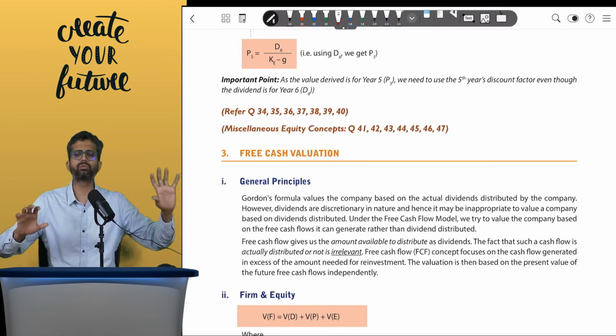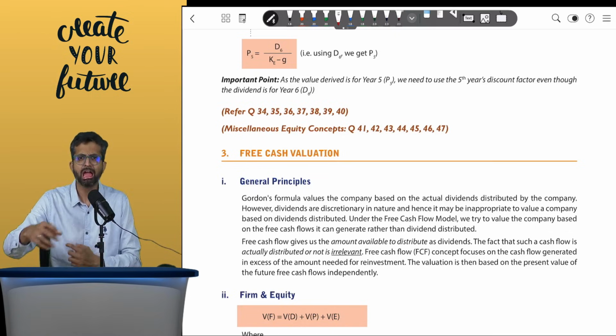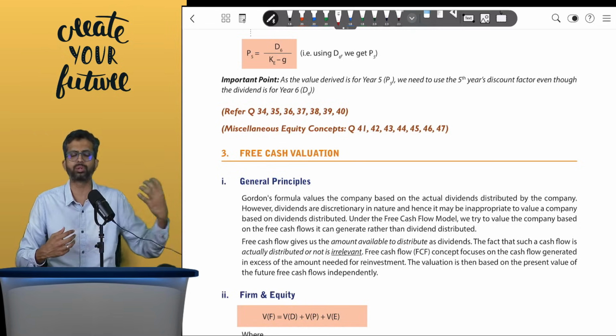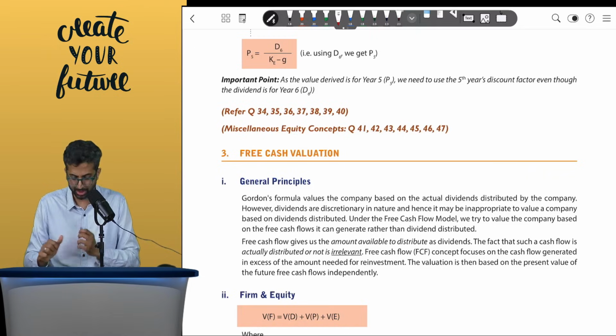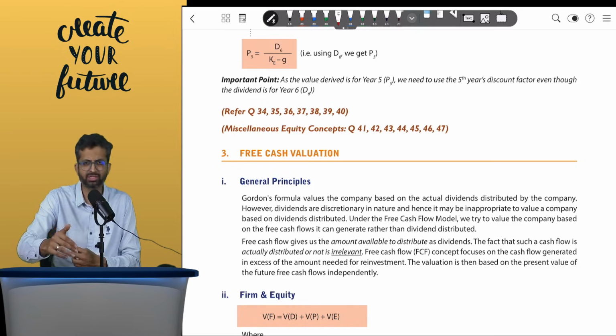Now over here you have the firm concept and the equity concept. Firm or the enterprise is equal to debt plus equity, and hence the free cash flow to the firm is a cash flow before interest or before principal payments, whereas free cash flow to equity will be after interest and after principal payments. FCFF, that is free cash flow to the firm, will be discounted at WACC, whereas FCFE will be discounted at KE.